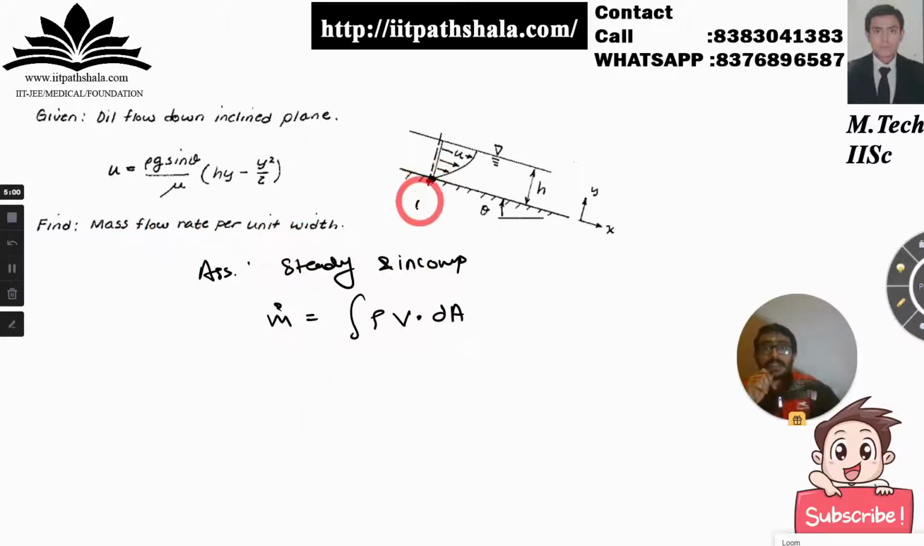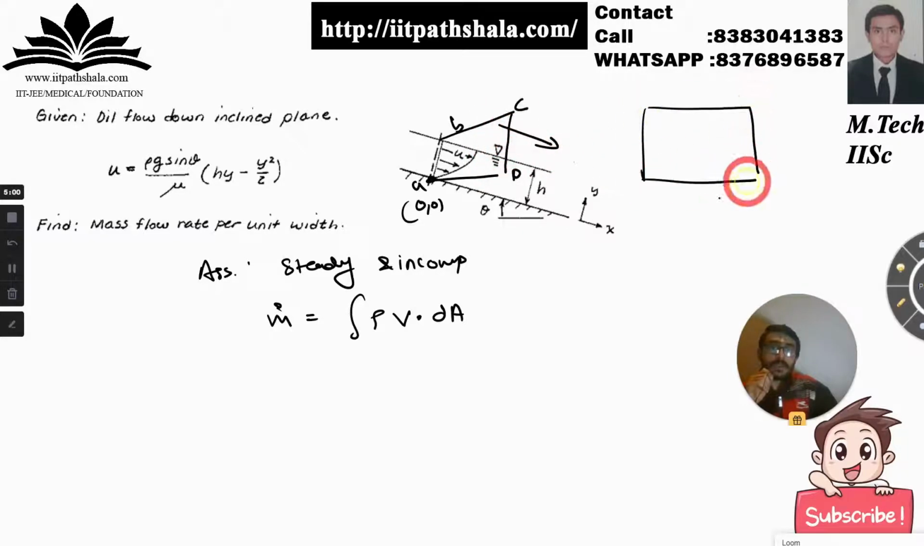Now you need to find the mass flow rate per unit width. Now I'm considering this as my origin and this as my plane AB. Sorry, ABCD is the plane across which my oil is flowing. I'm considering this particular plane over here. Now flow is coming out of the plane of the paper.